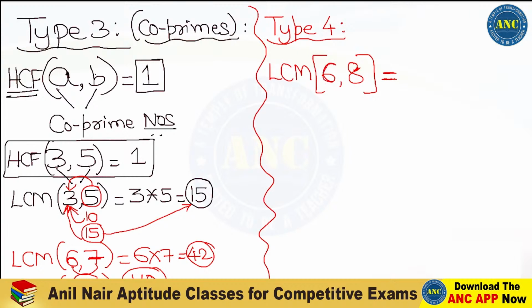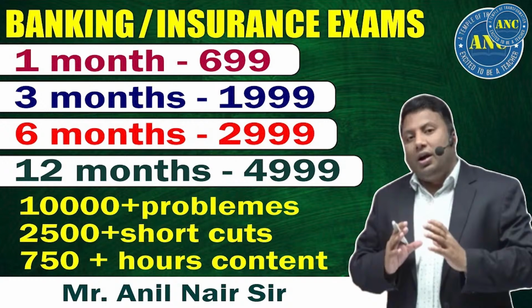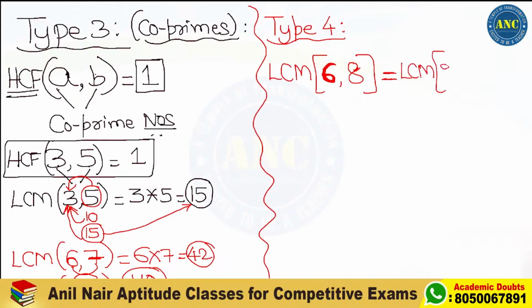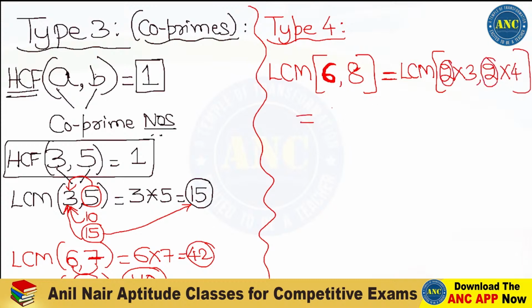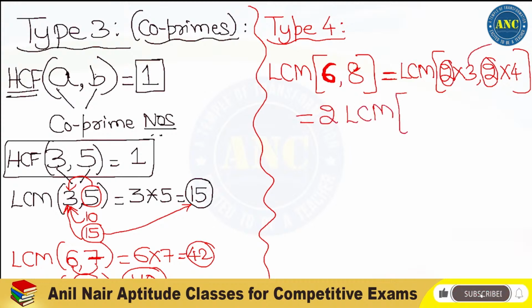Now see here. 6 and 8 definitely are not co-prime to each other because these two numbers have a common factor. What is the highest common factor of 6 and 8? Both 6 and 8 are divisible by 2. That means I will write 6 as 2 into 3, and 8 as 2 into 4. Here also 2 is the common factor. Take that 2 outside. Remaining inside the bracket will be 3 comma 4, right? Just 1 minute before only we discussed this concept.